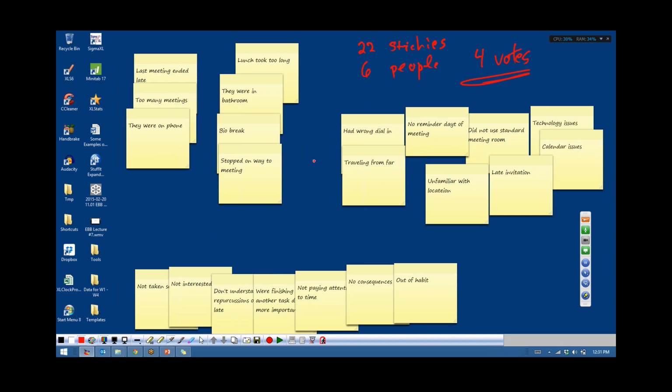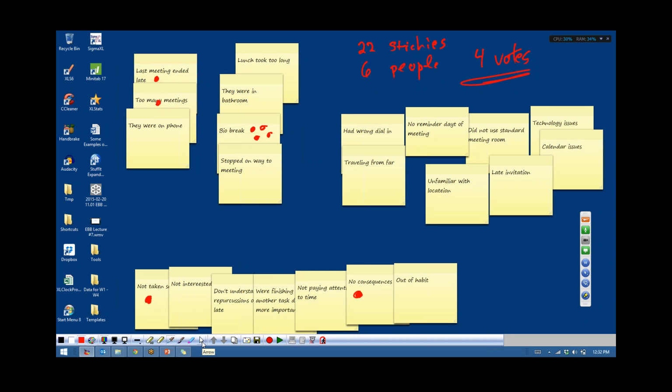All right, so for example, if I thought the only thing that matters with this is that people are always taking bio breaks, I would cast all four of my votes on bio breaks. Get it? If, on the other hand, I thought other things were important, if I thought, well, the reason is people aren't taking it seriously and there's no consequences, and there's too many meetings, and yeah, we end our meetings late, I could spread out my votes that way. Either one is fine.